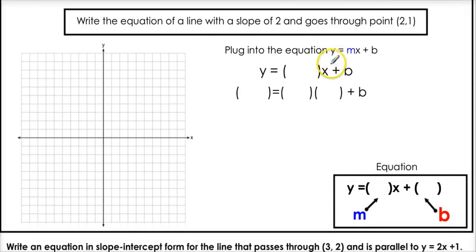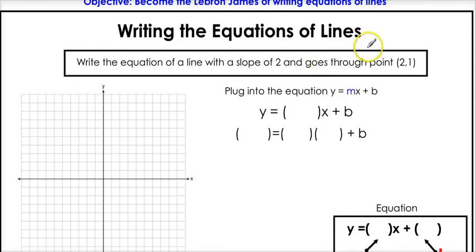And to do this, let's do a little bit of review. We're going to write the equation as just a regular line. Not the parallel and perpendicular, we're just writing the equation of a line. Write the equation of a line with a slope of 2 and goes through point (2, 1). This is something you might remember from last year, but I'll remind you how to do it. What you want to do is plug this information into y = mx + b.